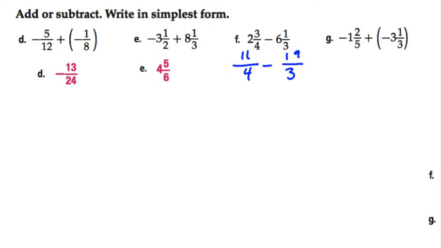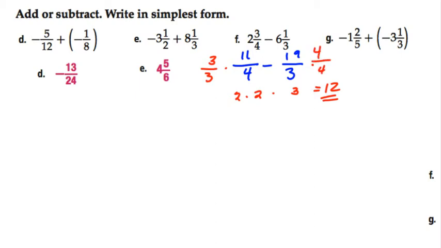So now we need to figure out what is our least common denominator. Well, 4 is really 2 times 2, and 3 is prime, so we need all of those. So we're going to have 4 times 3, which is 12. That will be our least common denominator. So what do we multiply the first one by? 11 fourths, we need to multiply by 3 over 3 to get a 12. To get a 12 over here, we're multiplying by 4.